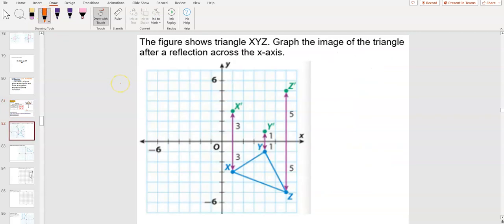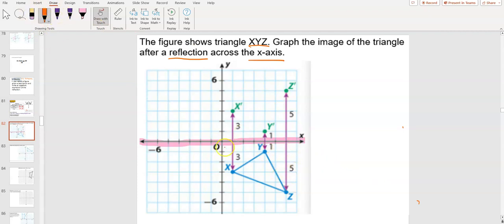Now we're going to actually start practicing this. So we have a triangle XYZ, and we're going to graph the image of the triangle after a reflection across the x-axis. That means my line of reflection is here, and I'm trying to take this triangle and flip it over and up.